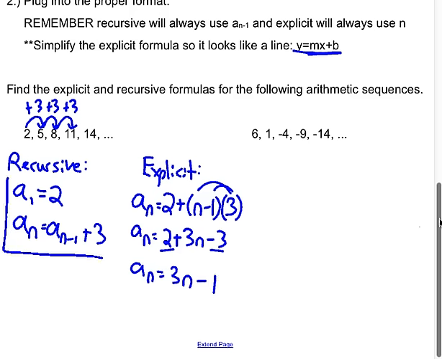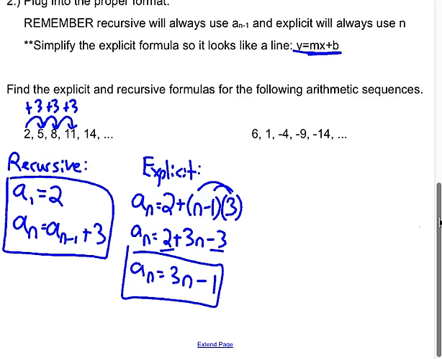So this is my recursive. This is my explicit. So it's very simple, and especially since you're going to be given the formulas. There's nothing to memorize even. So all you have to do is find that common difference and then plug things in to the proper places.